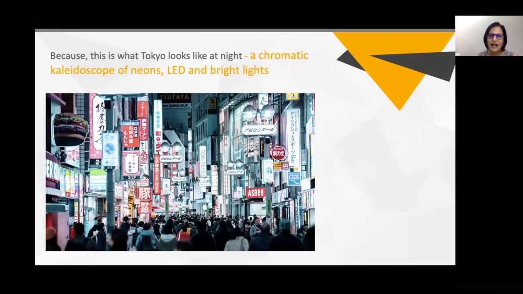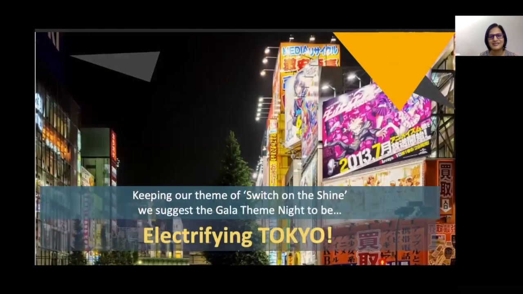If you have ever been to Tokyo, or if you look up Google images of Tokyo, it looks something like this. There are these typical streets in Tokyo which are completely LED lights, very kaleidoscopic, very colorful, very bright. And what does it remind you of? It reminds you of the theme switch on the shine, because it's all about lights and shine and it's all about switches. So lights, shine, switch it on. It gave us the theme Electrifying Tokyo. Doesn't it connect back to the theme of switch on the shine?